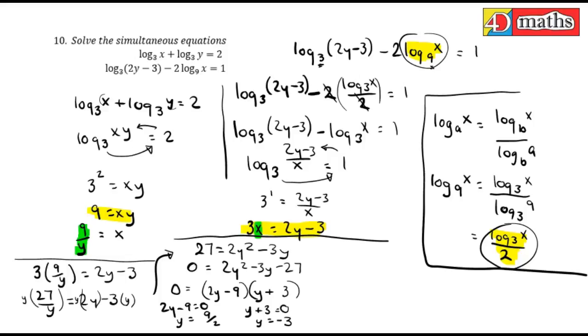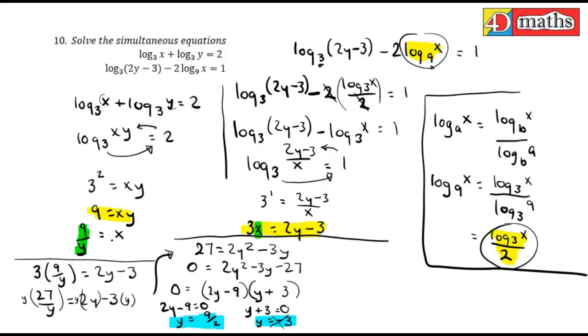Okay, so you have two answers. Which one is relevant? Now if you look here, if you put in minus 3 in here, this is not going to work because this would be a negative and you can't get the log of a negative number. Okay, so you discount this answer. So the answer for y is 9 over 2.